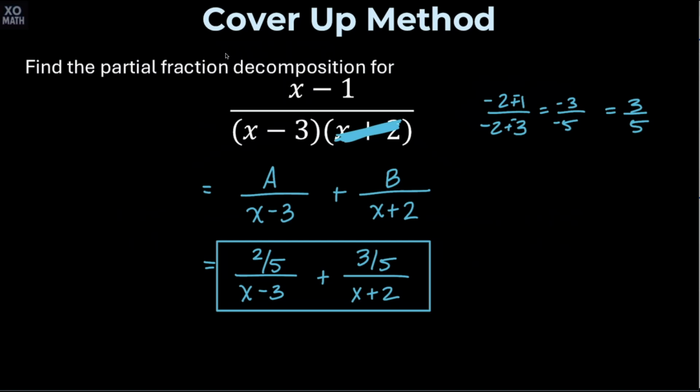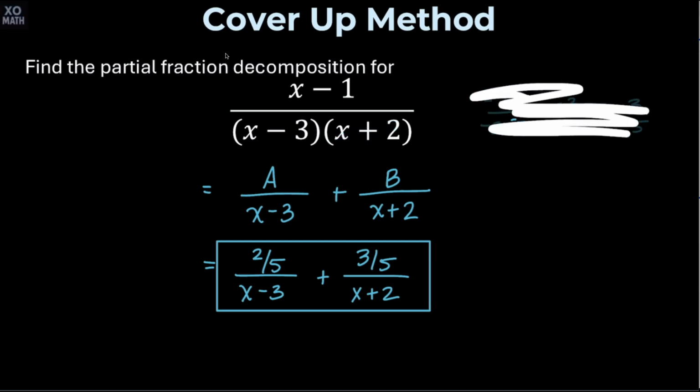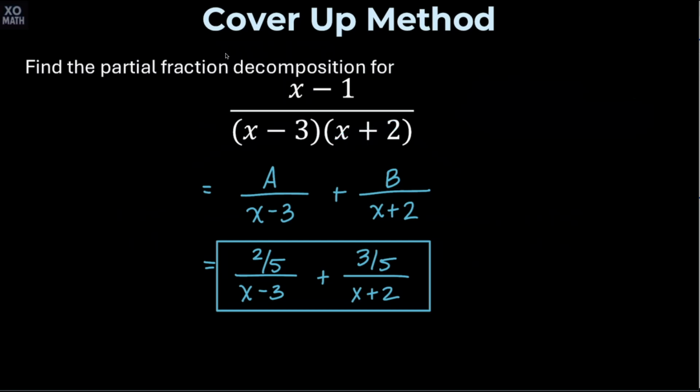Again, ideally we are going to do this work in our head because this is supposed to be a shortcut method. In fact, we can skip the step of writing a generic constant A and generic constant B because we can dive right into finding those values. We'll see that in the next example.